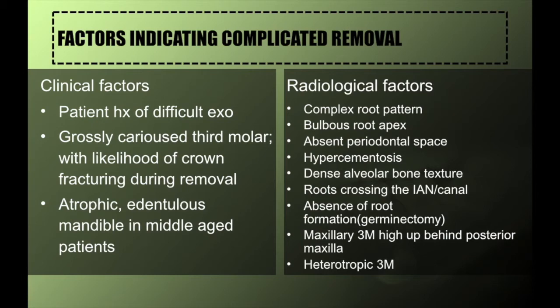On the other hand, radiologic factors that include complex bulbous root morphology, dense alveolar bone, and those that may approximate vital structures or are very high or deep into bone, and also those heterotopic impactions, together with clinical factors such as patient's history of difficult extraction, a grossly carious third molar with the likelihood of crown fracturing during removal, and atrophic edentulous mandible among middle-aged patients may indicate a more complicated removal.